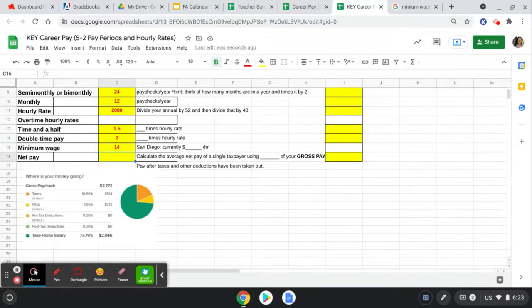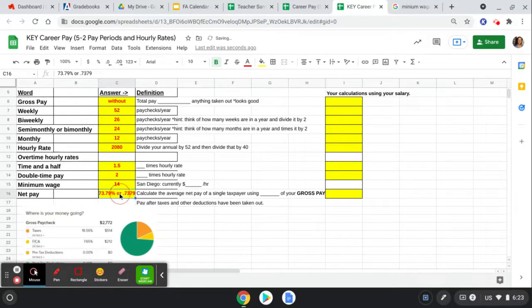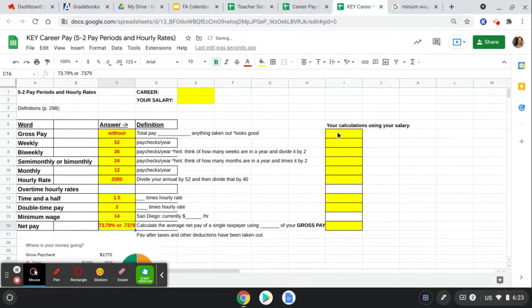So 73.79%. And we're going to convert that to decimal, 0.7379. Okay. Now, using all these numbers over here, we're going to go do some actual calculations on your paycheck.